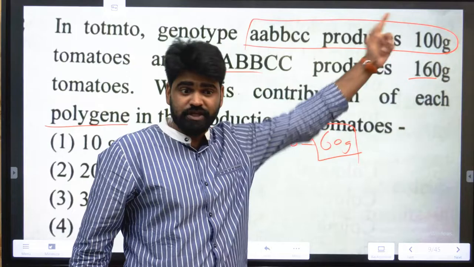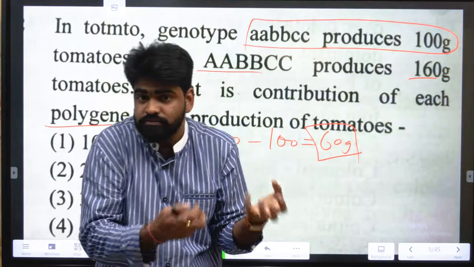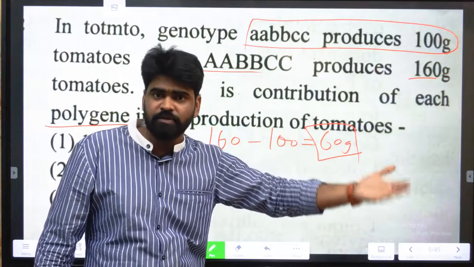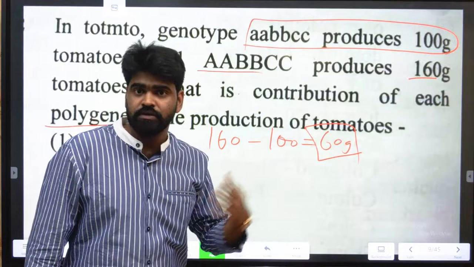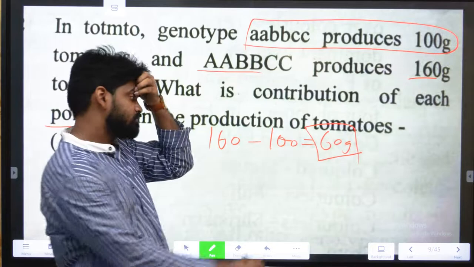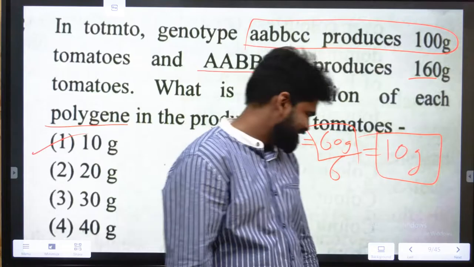Everything is getting expressed, 160. So the actual contribution is 160 minus 100, which is 60, produced once every allele is expressed. Three genes, how many alleles? Six. 60 divided by 6, that is 10 grams. Good. Try and understand this.